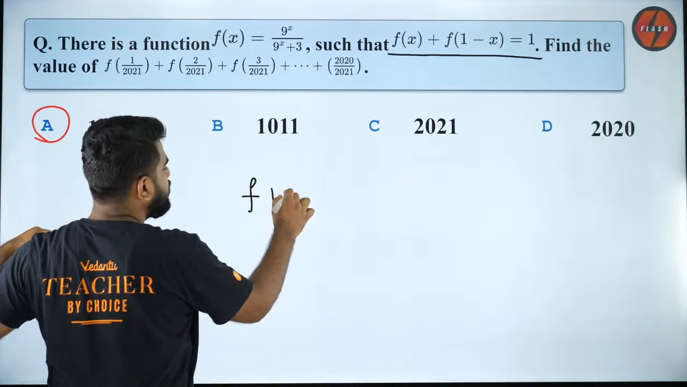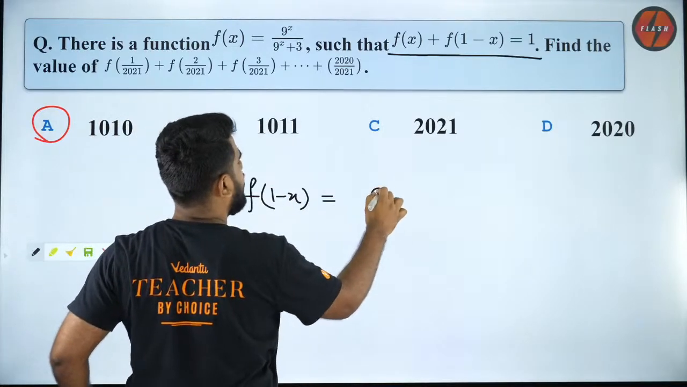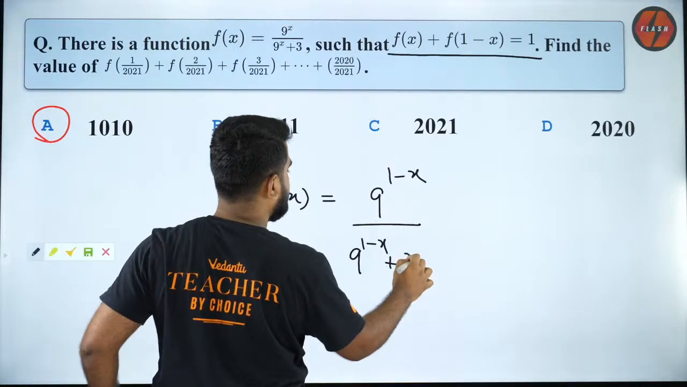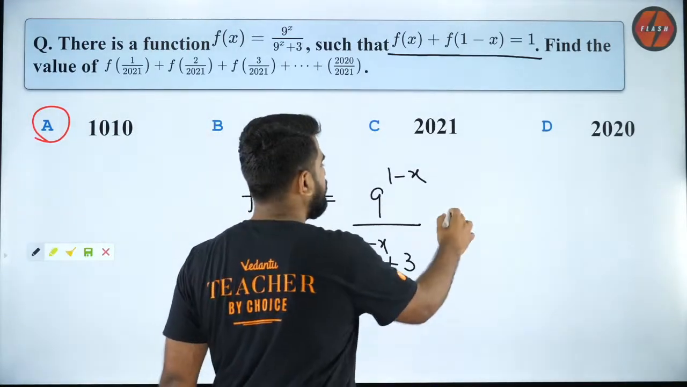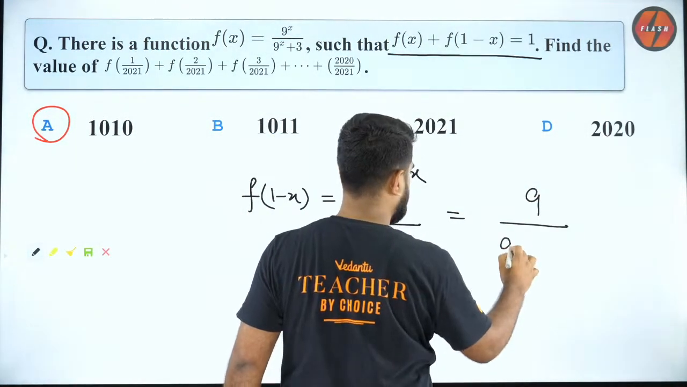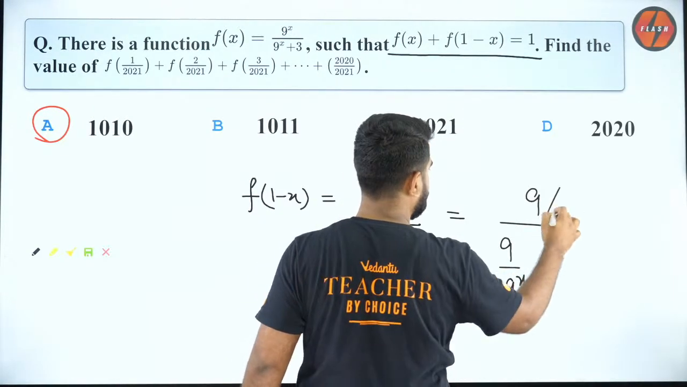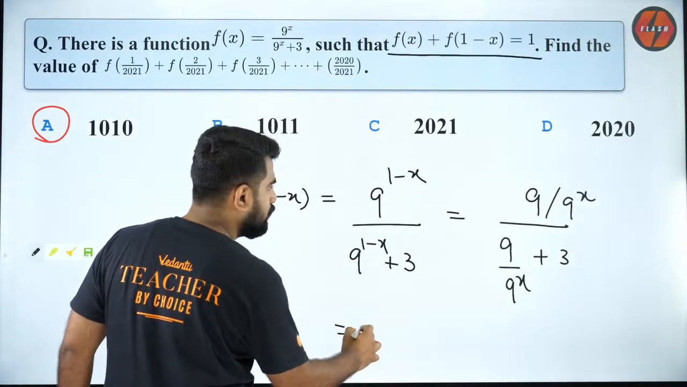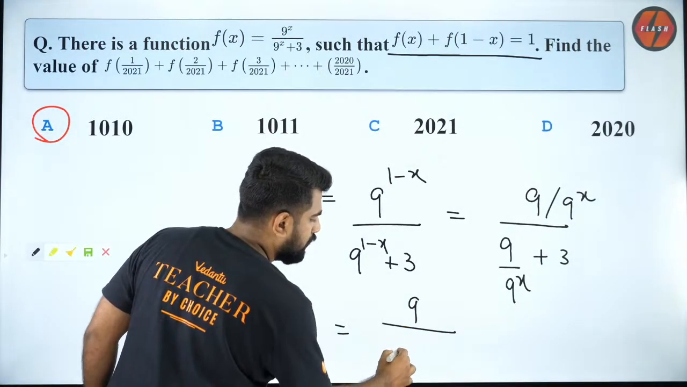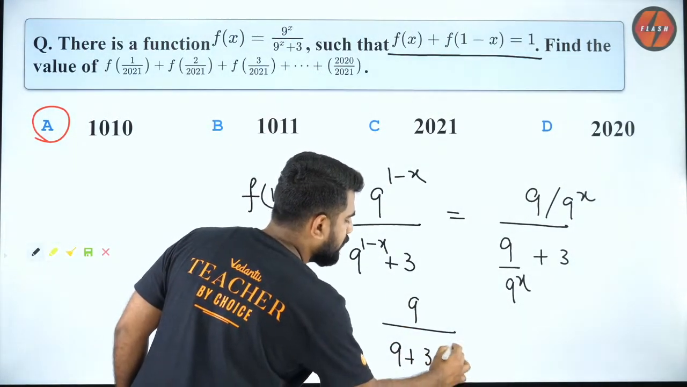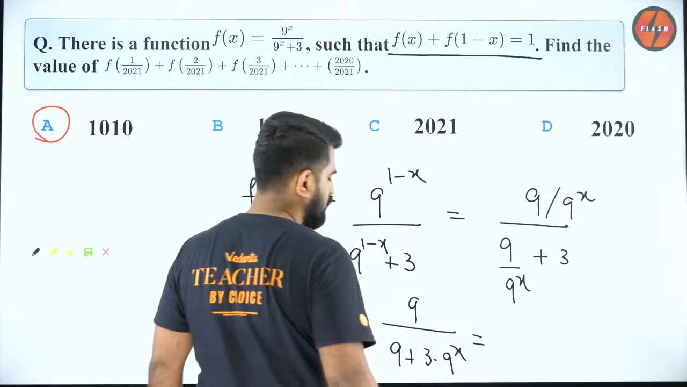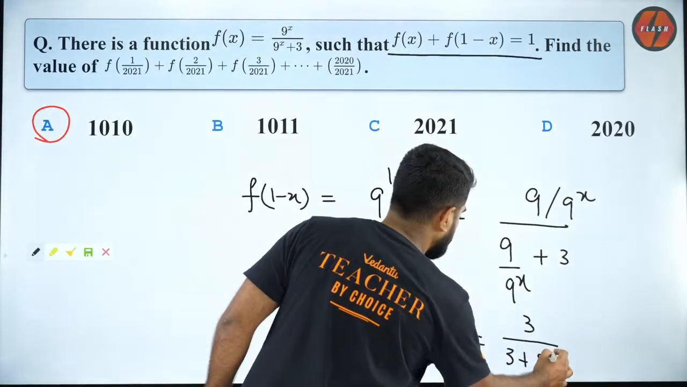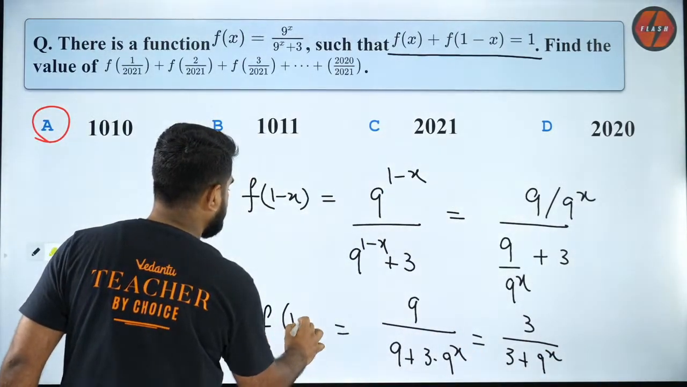So f of 1 minus x is what? F of 1 minus x is 9 to the power 1 minus x by 9 to the power 1 minus x plus 3. Isn't that correct? So that will be what? 9 by 9 power x plus 3. So that will be equal to 9 by 9 plus 3 into 9 power x, which is equal to, if I cancel 3, I will get 3 by 3 plus 9 power x. So that is f of 1 minus x.